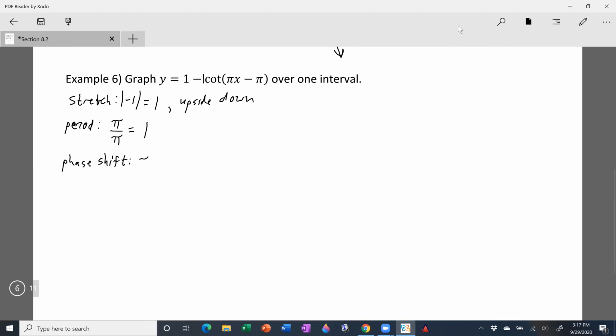Okay, remember, take your argument and set it equal to 0. And so let's see, we get x equals, if I add the pi and divide by pi, x equals 1. So the phase shift is a positive 1.